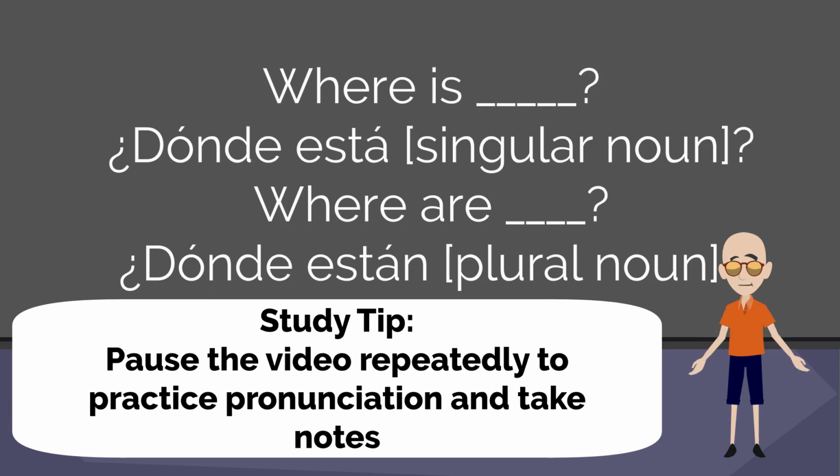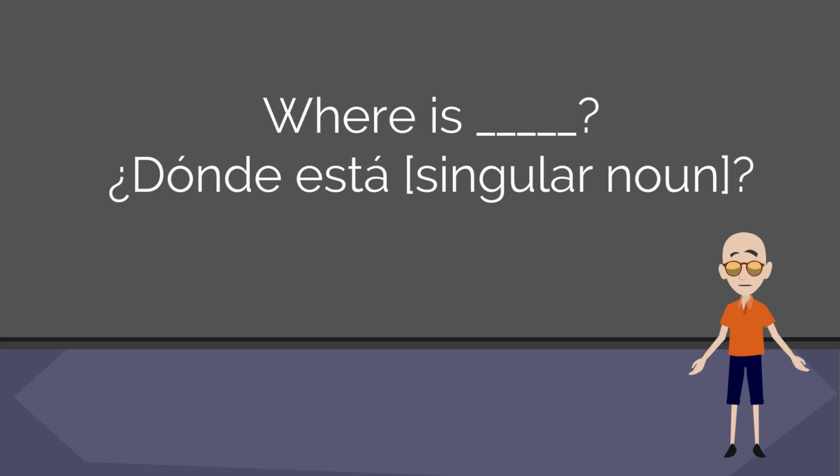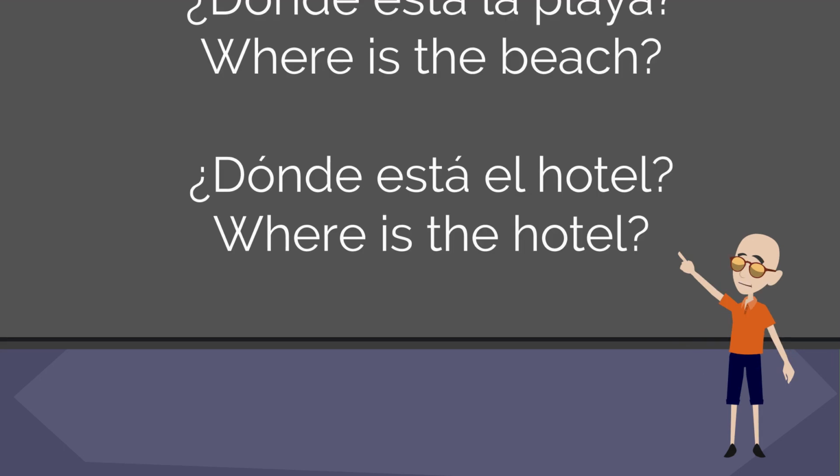¿Dónde está? Plus singular item. If there's more than one, you'll use the second phrase. ¿Dónde están? Plus plural item. Let's take these one at a time. We'll start with singular items because I also want to teach you a little bit more about nouns. Here are some examples. ¿Dónde está la playa? Where's the beach? ¿Dónde está el hotel?